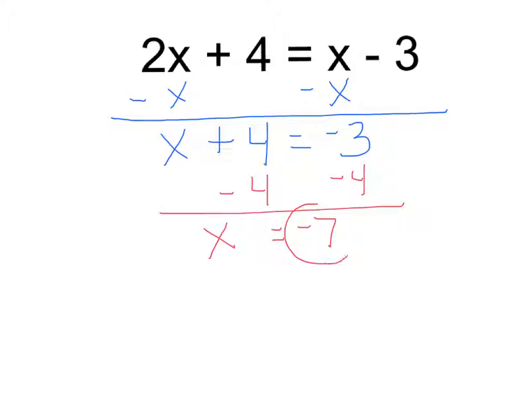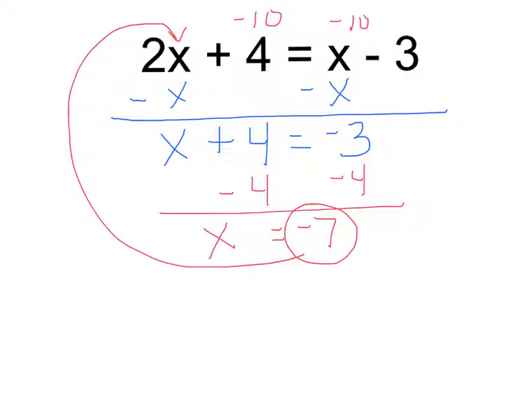And if I go back and check to see whether or not that works, if x is equal to negative 7, on the left-hand side, 2 times the negative 7 is negative 14, plus 4 gives me a negative 10. And on the right-hand side, negative 7 subtract 3 also gives me a negative 10. So I know that my negative 7 is the correct answer.